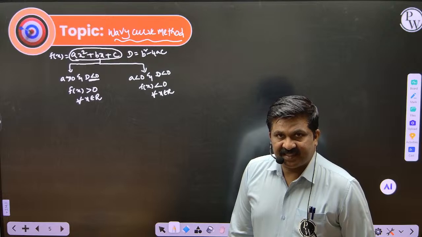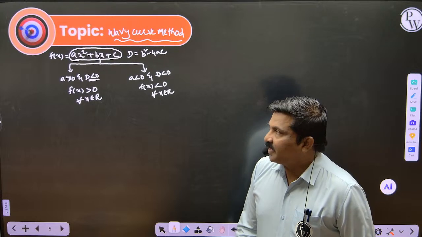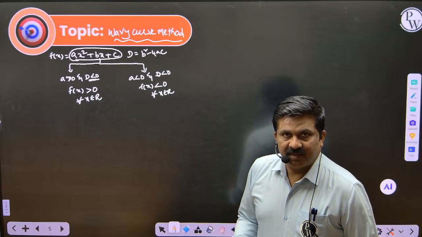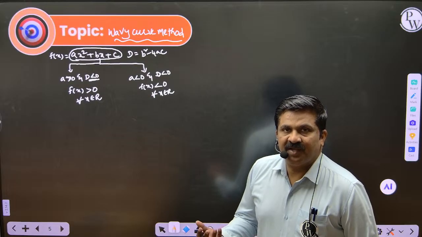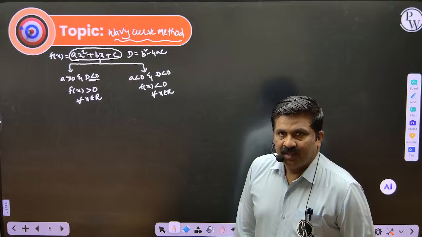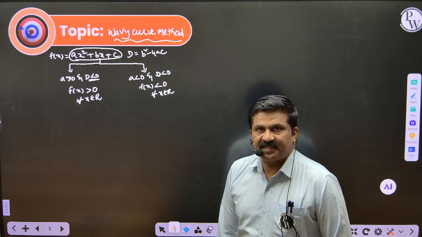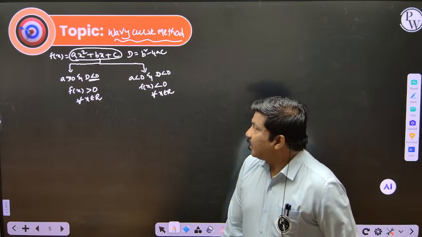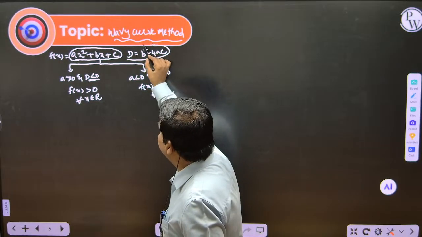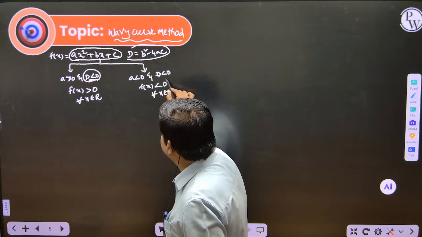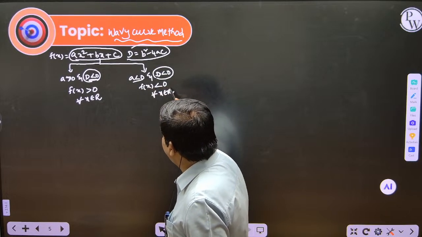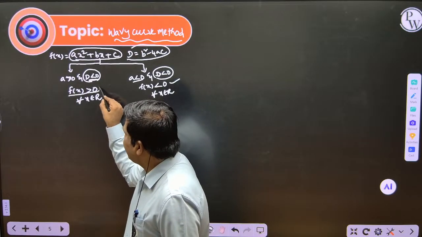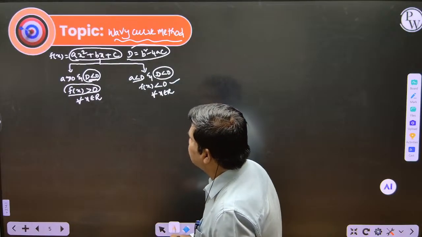If discriminant is less than 0, then the quadratic expression may be positive or negative. When it is positive, a is greater than 0, that is, the coefficient of x square is positive. When it is negative, a is less than 0, that means the coefficient of x square is negative. So first you want to find out the discriminant. If discriminant is negative, two possibilities are there. A less than 0, expression is negative for all x belongs to R. A greater than 0, expression is positive for all x belongs to R.